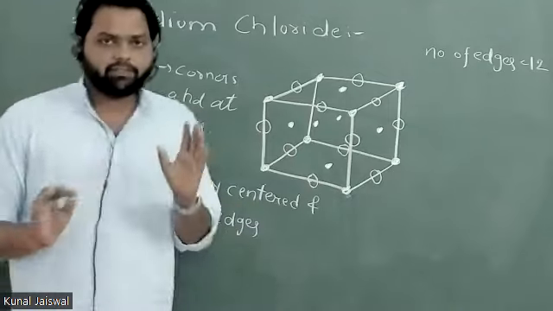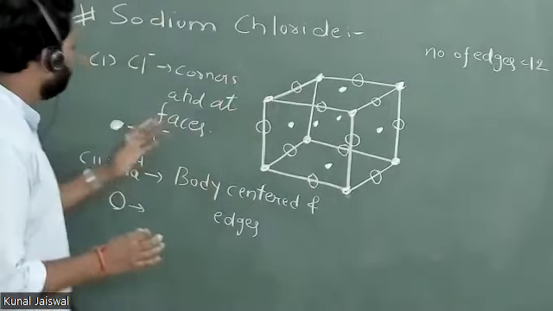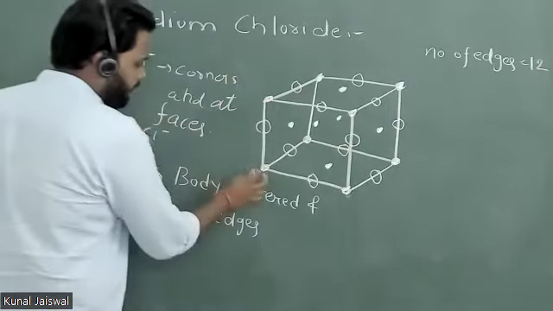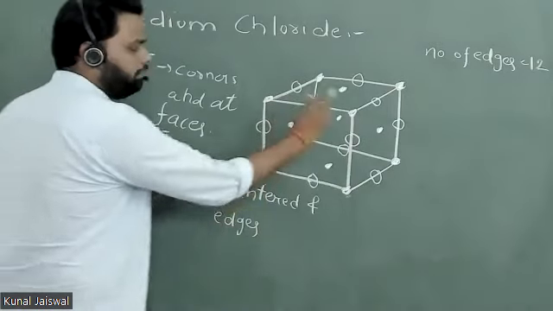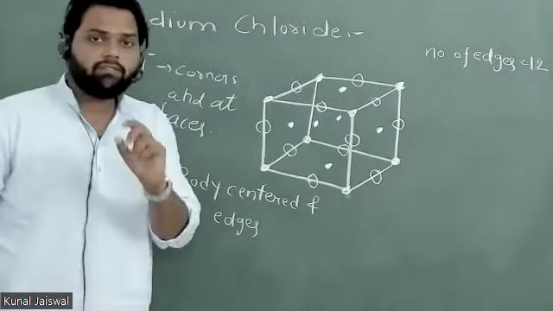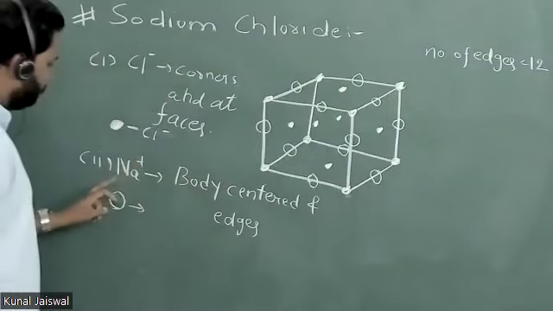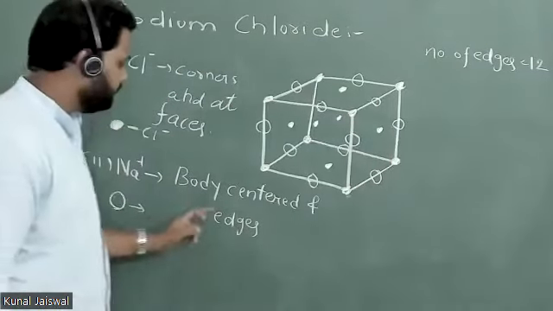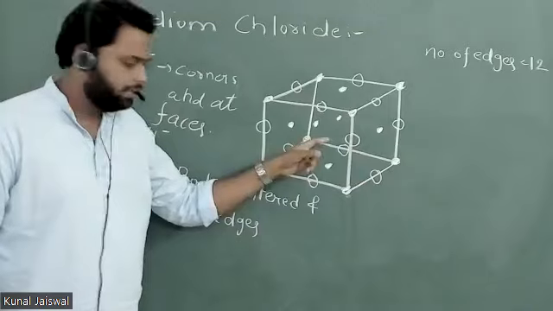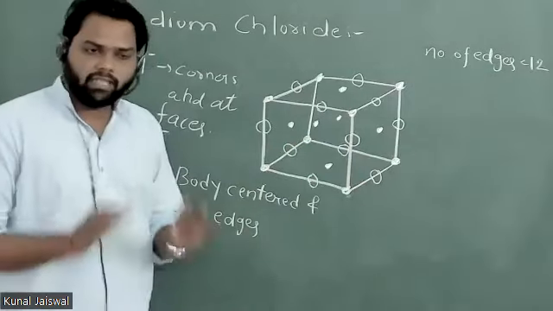Theek hai na? Structure samajh mein aaya? How this is arranged? Chlorine at the corner and at the faces, just like we draw the face-centered cubic. And sodium is present at the body center and at the edges. Yahan tak baat clear hai?